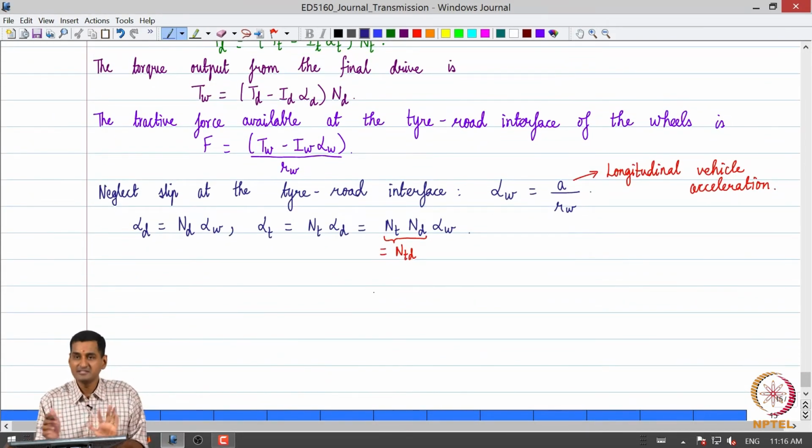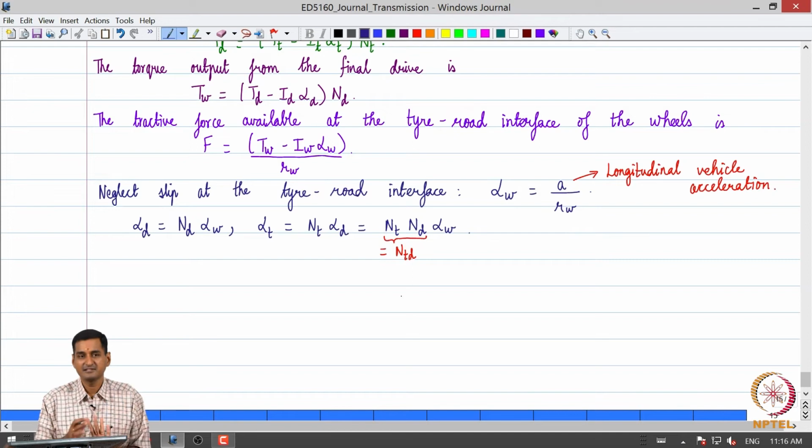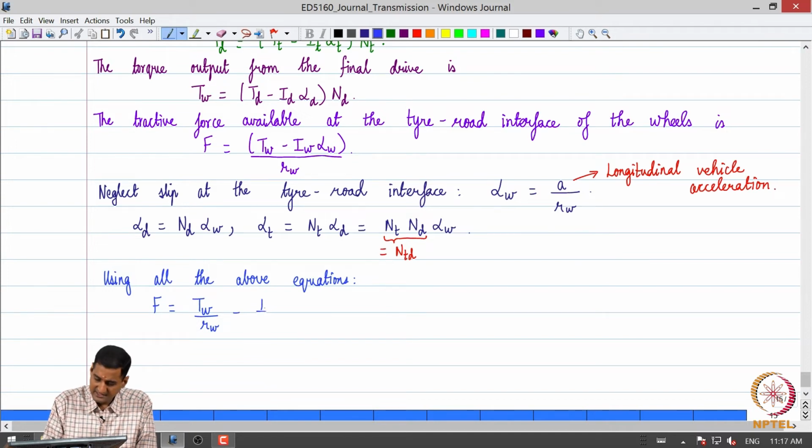Now, we put together all these equations. So, the equations for the torques and equations for angular accelerations we are going to simplify. So, let us do that simplification. Using all the above equations, the idea is to get this equation for F. So, F is going to be equal to Tw by Rw minus Iw by Rw times alpha w. What is alpha w?